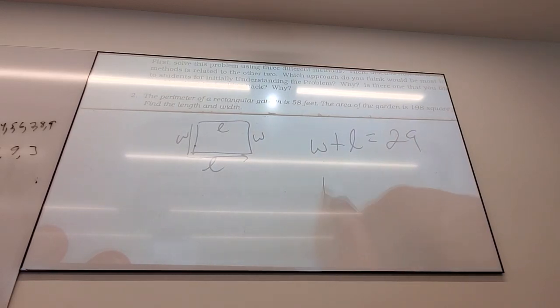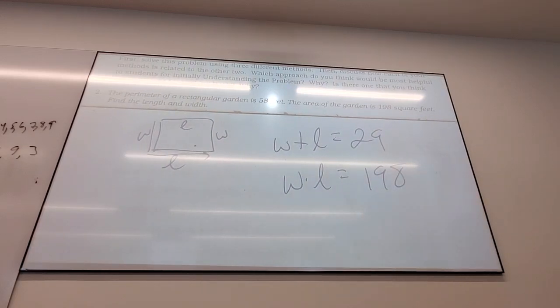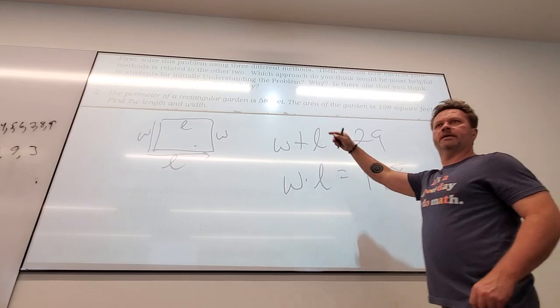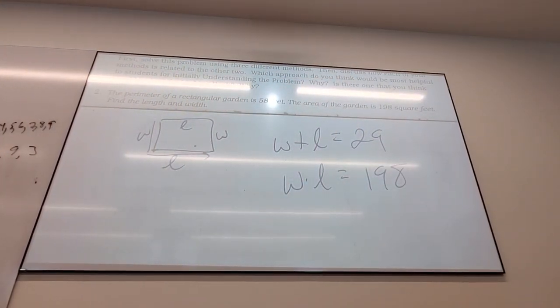And what's got to be true about W times L? 198. Now, let me say what this says. This says I need 2 numbers that add to be 29 and multiply to be 198. I'm about to lead you down a road that you never have to do here. Does that sound familiar from algebra? Related to what kind of problem? Factor. Remember, like x squared plus 6x minus 16. 2 numbers that multiply to be 16 and add to be 6.